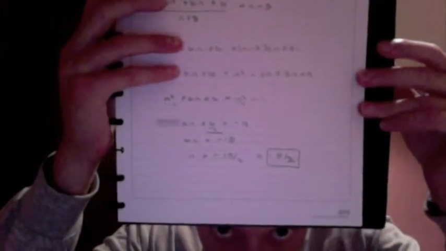That can be reduced more, and 3 can go into negative 15 and 6. You'd be left with negative 5 over 2, as 3 goes into both of them, and that's your most simplified answer. So this is what I think it should look like.